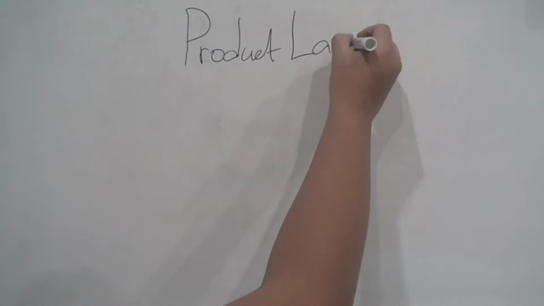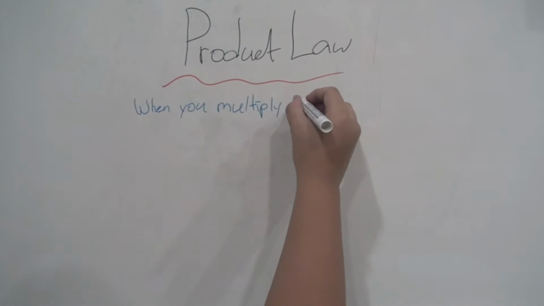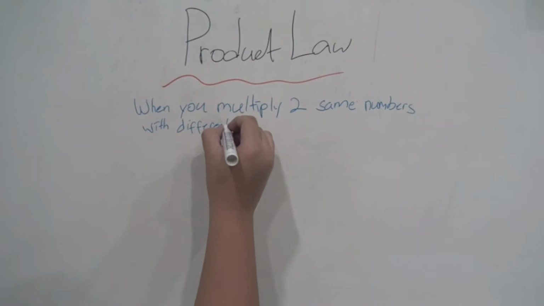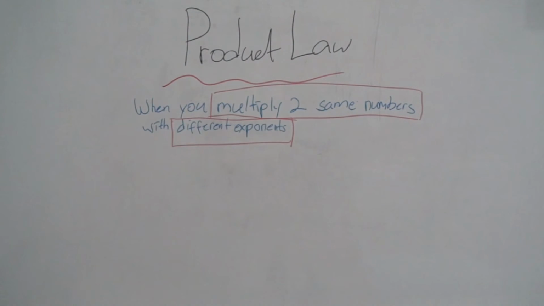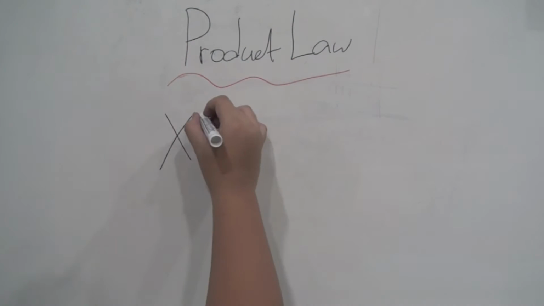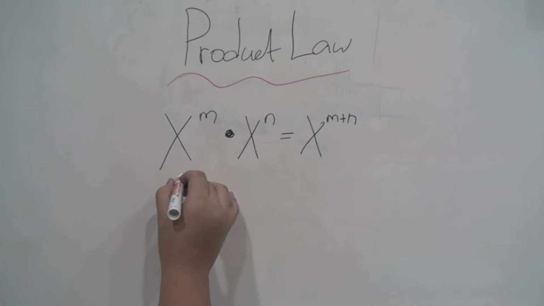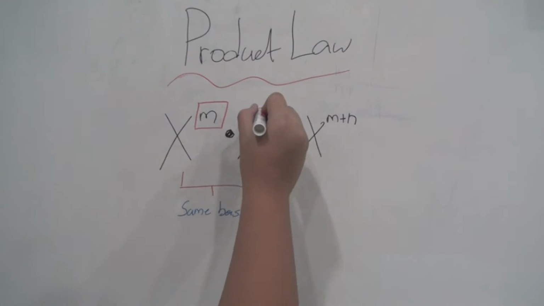So, what is the product law? Well, the product law is when you multiply two same numbers with different exponents. Two same numbers means numbers that have the same base. Here's an example. When x to the power of m is multiplied by x to the power of n, all you need to do is copy the base and add the exponents.